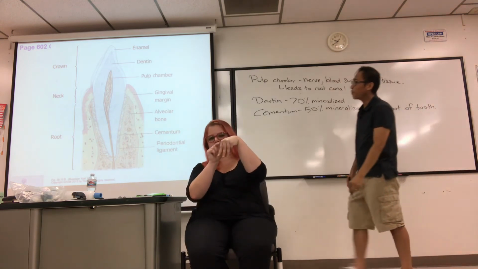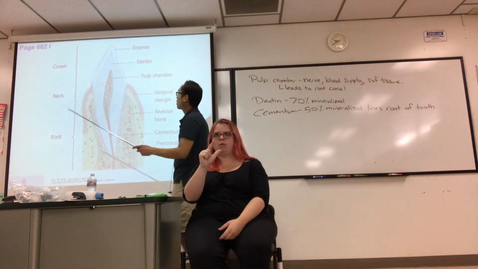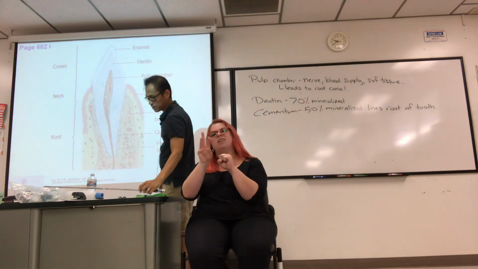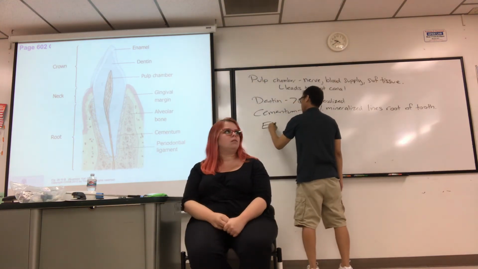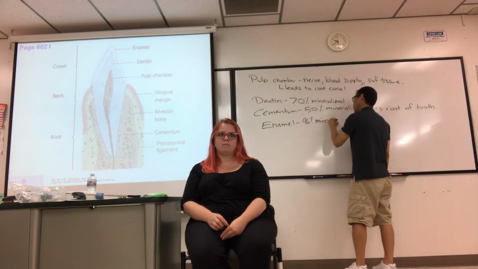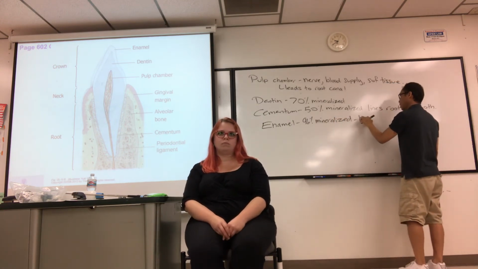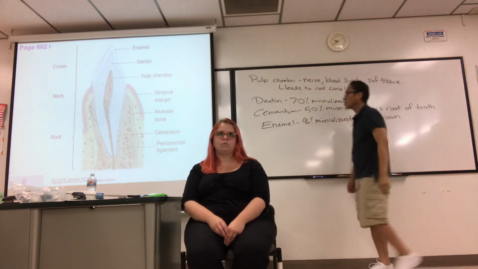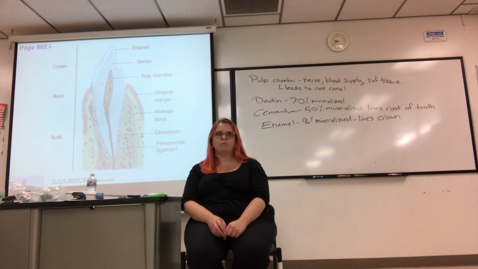Now the hardest tissue in the whole body is the enamel that lines primarily the crown. Enamel lines the crown over the dentin. It's about 96% mineralized. Lines crown. All right, so that's your teeth.